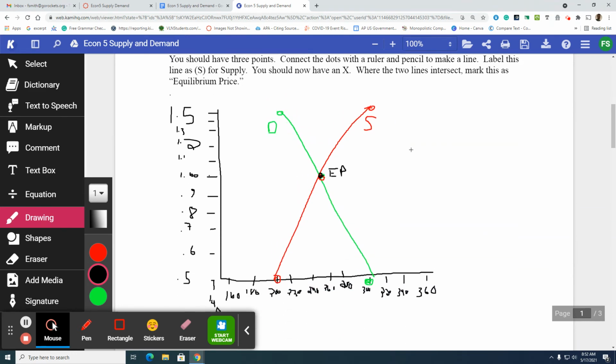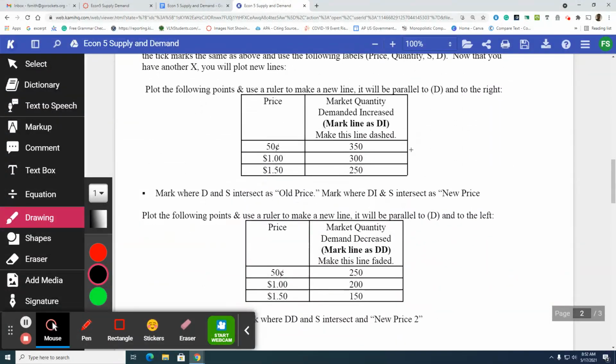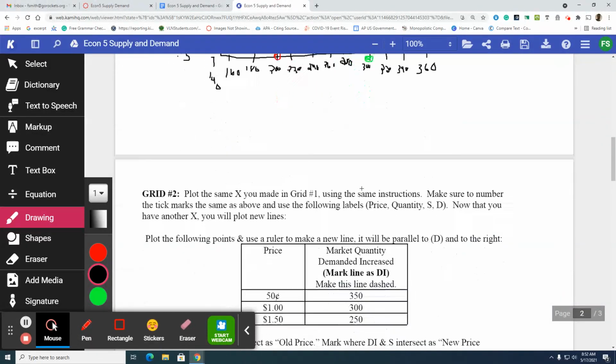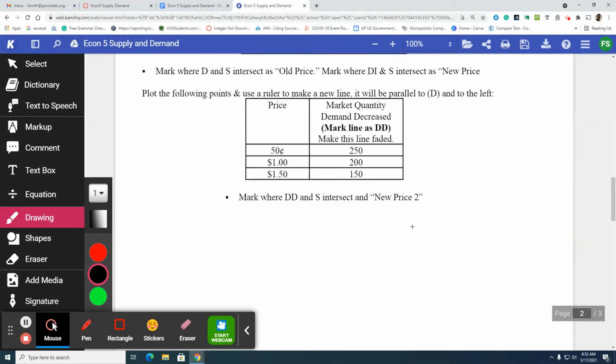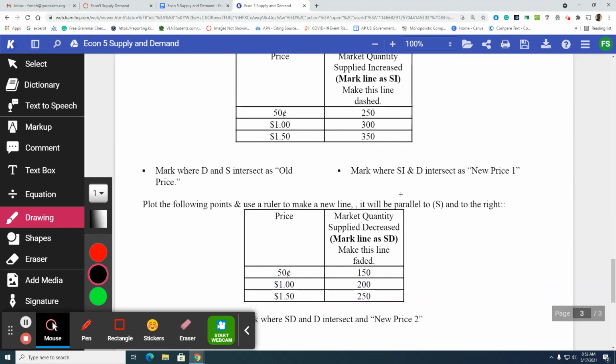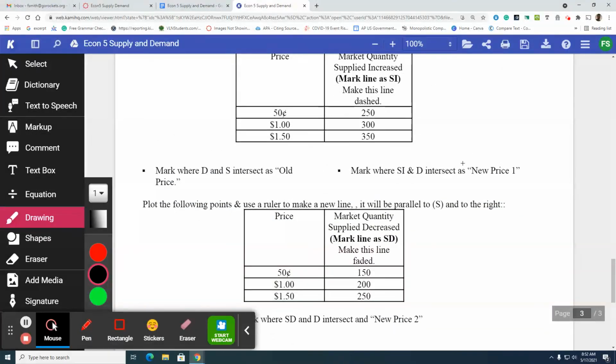So this is how you would draw the supply and demand curves. Now, in this one here, make sure that you plot the same X that you made for grid 1. So down here, you're going to make this same one, but you're going to add 2 new lines. And the same is true for the third one. You're going to make the same X that you made for the first grid, but add these 2 new lines. The second graph will show what happens when demand changes. The third graph will show what happens when supply changes.